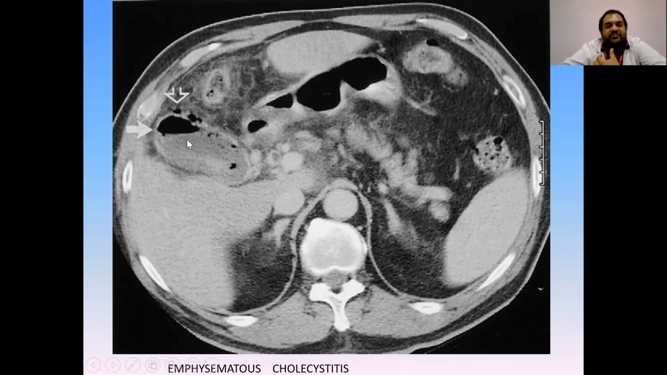And this is a CT showing the air in the gallbladder, which is pitch dark. And we can see the gallbladder wall is thickened, which is suggestive of emphysematous cholecystitis. And this is an emergency condition. And here the gallbladder is also enlarged.